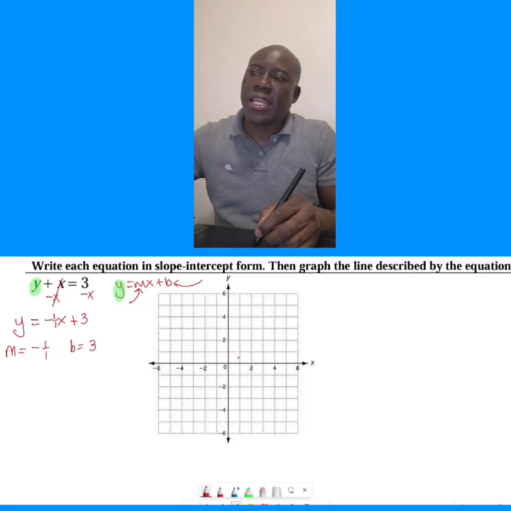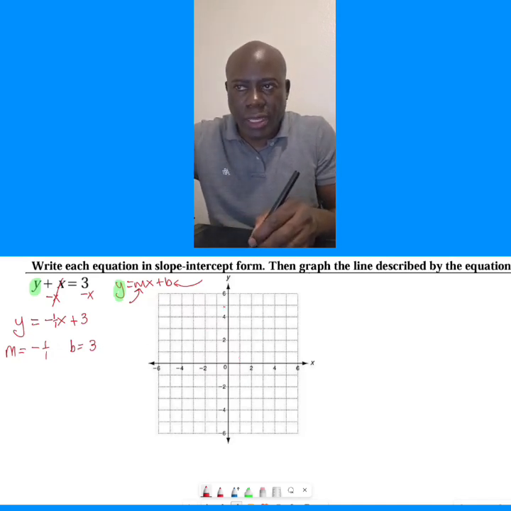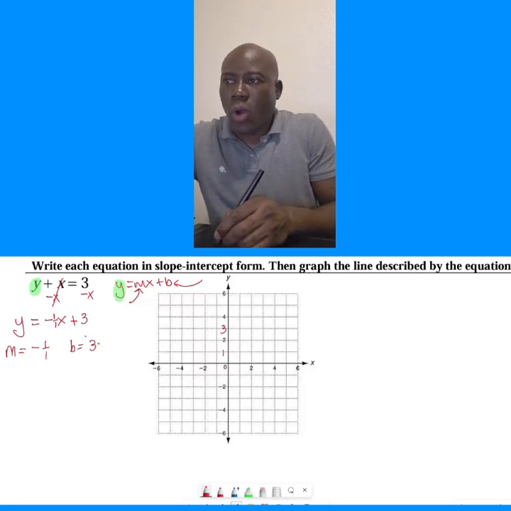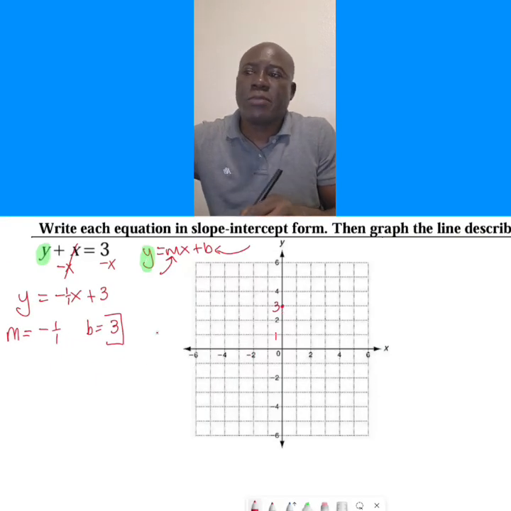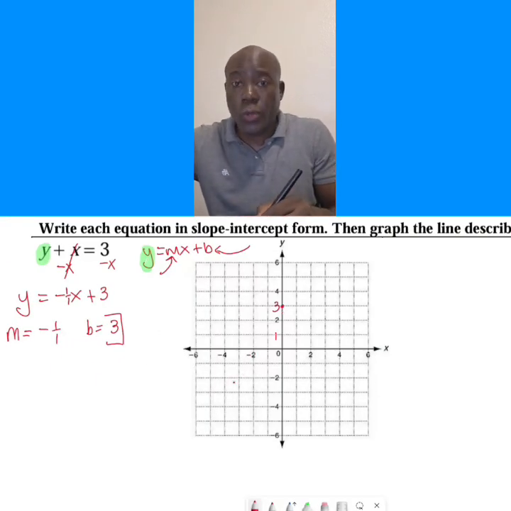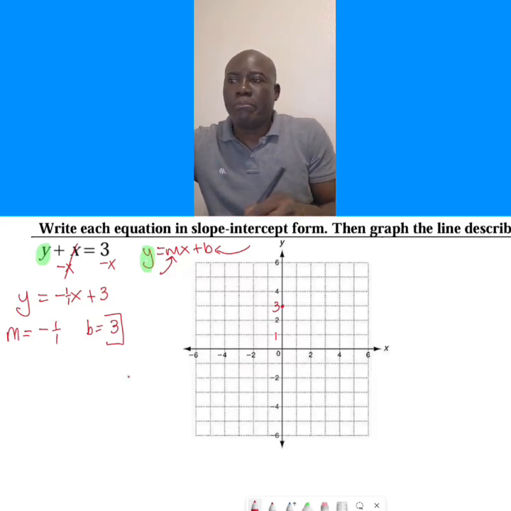First things first, we can identify the y-intercept. If you look at the scaling, this is 1, this is 2, this is 3. The y-intercept is +3, so this is my first point. With my first point, I could now use my slope to get another point, or as many points from there. Now remember, this is a negative slope, so we're going to go down 1 and across 1.